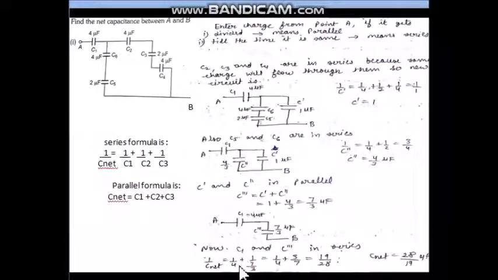Series means reciprocal addition. So 1 by 4 plus 1 by 7 by 3. That is 1 by 4 plus 3 by 7, LCM 28. So this way the numerator is solved. So 19 by 28 is obtained as 1 by C net. So the C net answer will be 28 by 19 microfarad. So whatever unit is available, it may be microfarad, it may be picofarad, you don't have to use it anywhere. You have to simply write it at last in case of a capacitance answer.